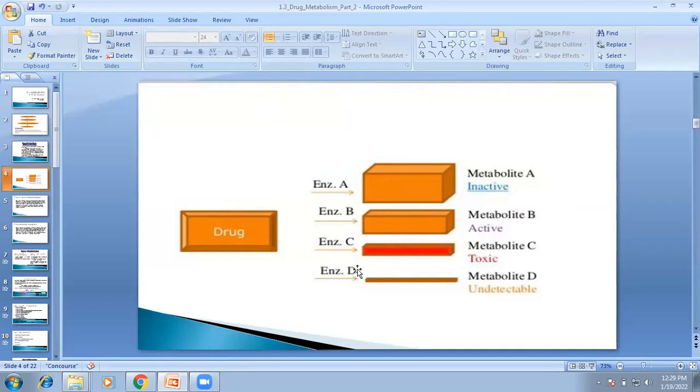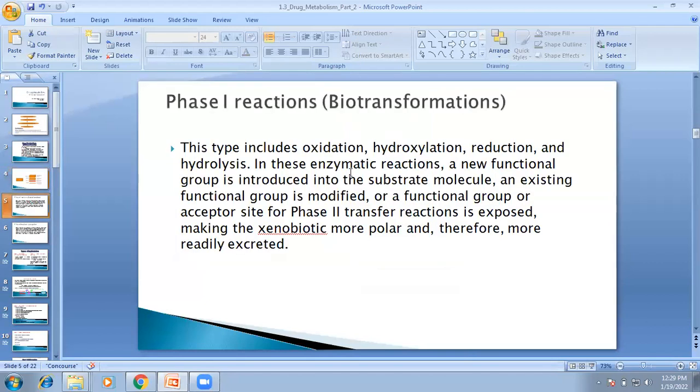And finally, there are enzyme types which will metabolize that drug molecule, but will convert it into something undetectable. We don't know what type of conversions they are going to do with that drug molecule. So these types of activities are shown by different types of enzymes in order to show their metabolizing actions.